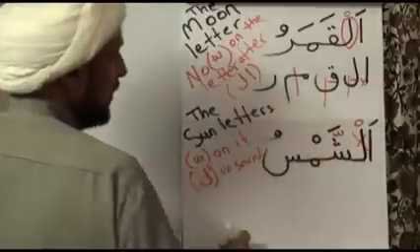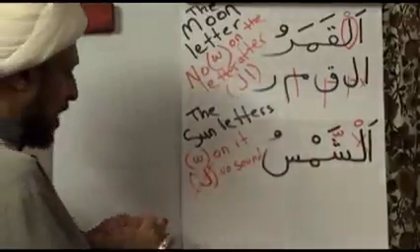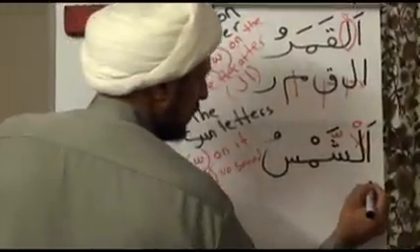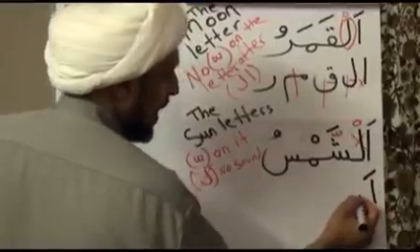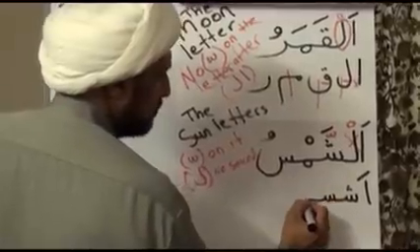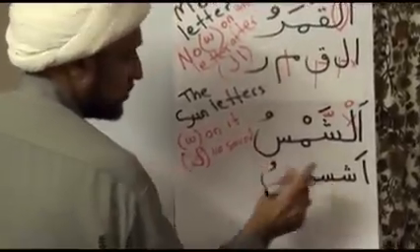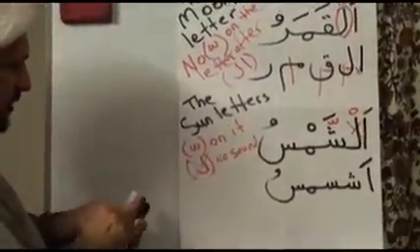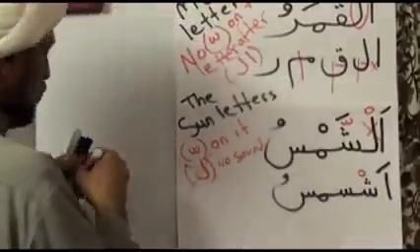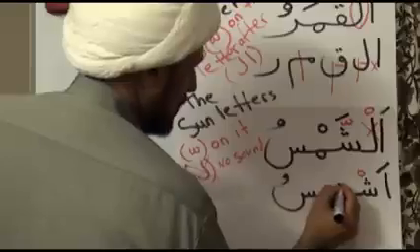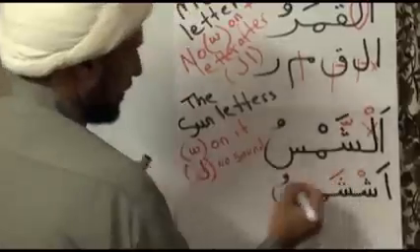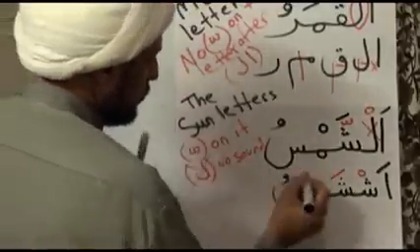So this is a sun letter. So remember, ash-shamsu, how do you say ash-shamsu? As if there is a hidden sheen with a sukoon underneath. This is how you pronounce it. Ash-shamsu. This is just for pronunciation purposes. Don't ever write like this. Ash. Okay, one sheen has sukoon, and then another sheen has the fatha. Ash-shamsu. And this is a regular sukoon.